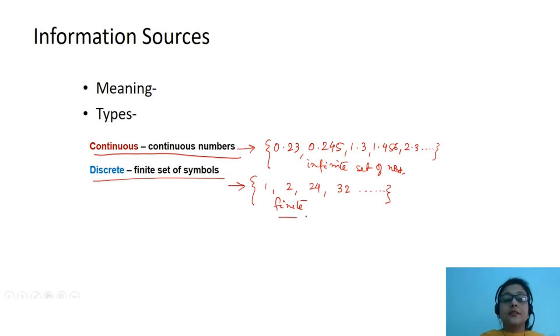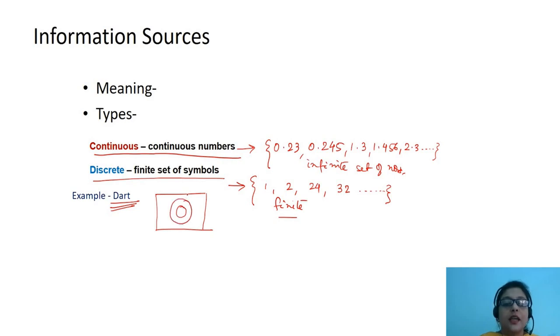So let us understand this discrete and continuous information source with the help of an example. All of us must have played the game of darts at some point in our life. Darts is a game where we have a board fitted at one side, and on that board there are markings in the form of circles. And we have an arrowhead which we use to hit the central point.